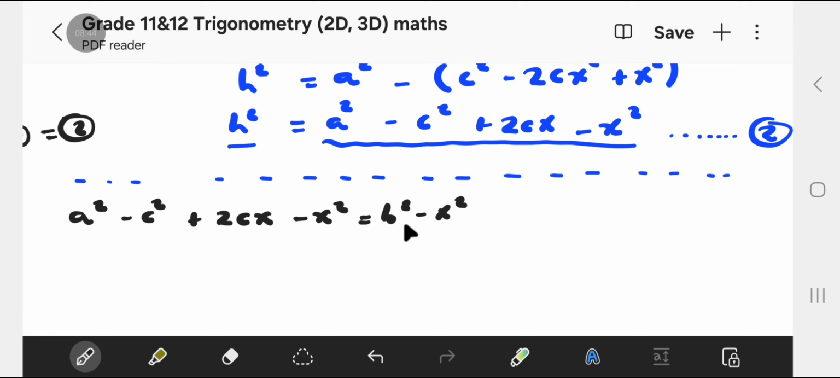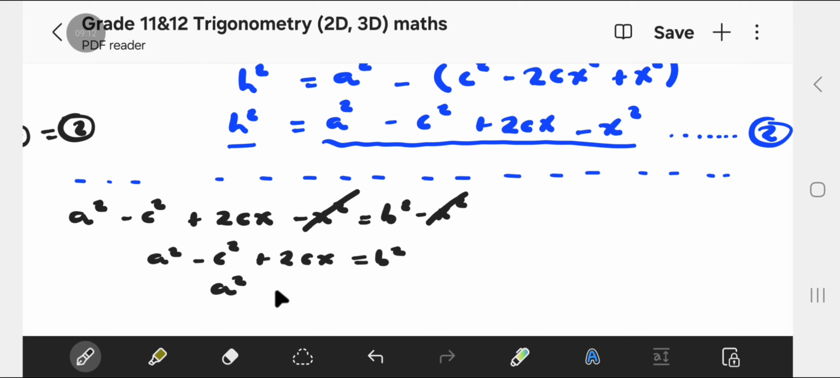But you can see that on both sides of the equation we are having minus x squared, so it means that we can cancel that out. So now we are left with a squared minus c squared plus 2cx being equivalent to b squared. So we can take all this to the other side because we need a squared this side. So our a squared now becomes b squared, and this going to that other side, it will be positive, so plus c squared and then minus 2cx.